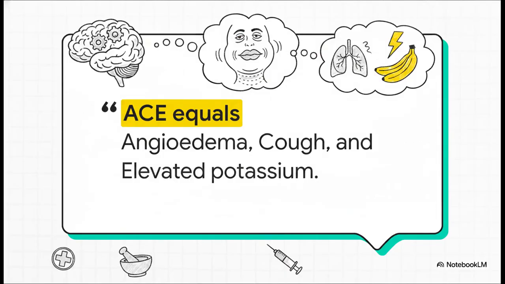And for ACE inhibitors, I need you to sear this memory phrase into your brain. ACE equals angioedema, cough, and elevated potassium. Understanding the clinical priority here is exactly what your nursing finals will test. Look, the dry cough is annoying, sure, and it's super common, but the angioedema, that rapid swelling of the face, lips, or throat, that is an immediate life-threatening airway emergency that must be reported the exact second you see it.